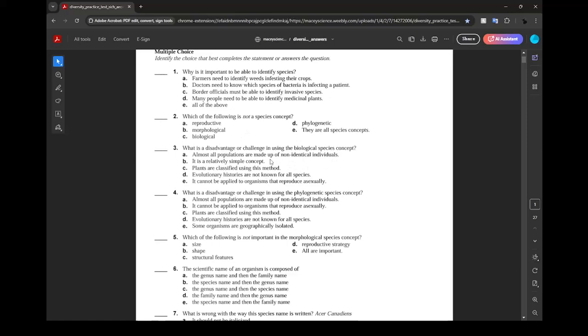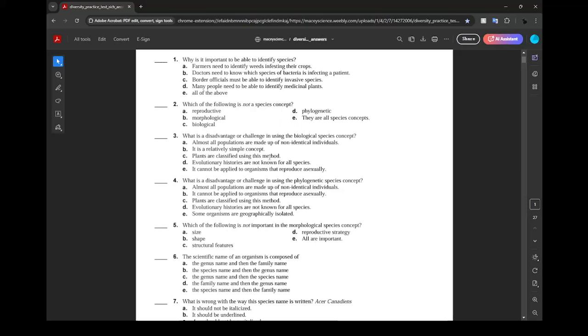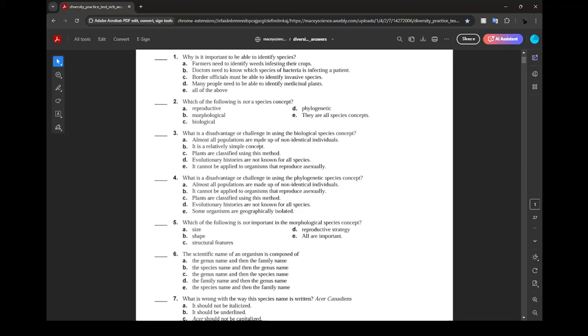Another simple question. These types that don't ask you for knowledge are the questions that I think are very easy. So, almost all populations are made up of non-identical individuals. Well, that is not a challenge, actually. That is why we have the biological species concept, which is pretty simple. That's a description right off the bat. We cross that out. Plants are classified using this method. That's a description, so it doesn't relate.